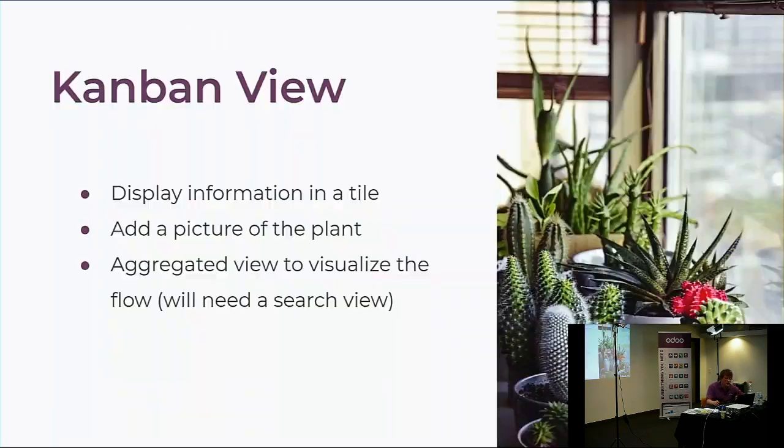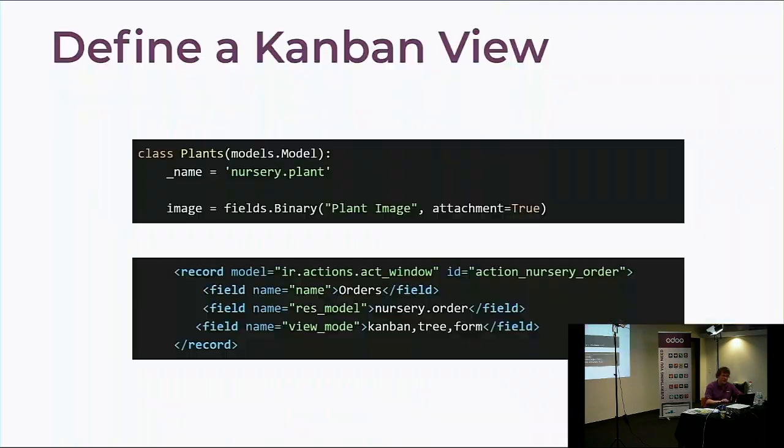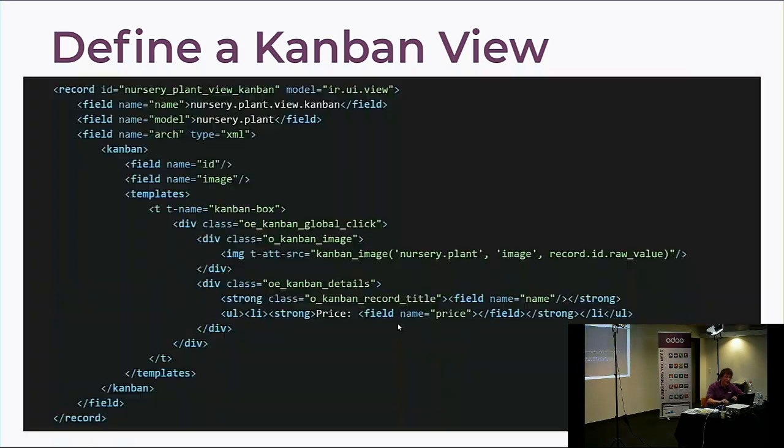I can also show you how to define a Kanban view. It's to display the information in a tile, and we could also add a picture on the plant to display it. The Kanban view can be useful to have an aggregated view to visualize the sales flow. So we also need to define a search view to group the data. So first, we add an image here, which is a binary field. On the order action, I enable the Kanban view. The Kanban view is declared over here.